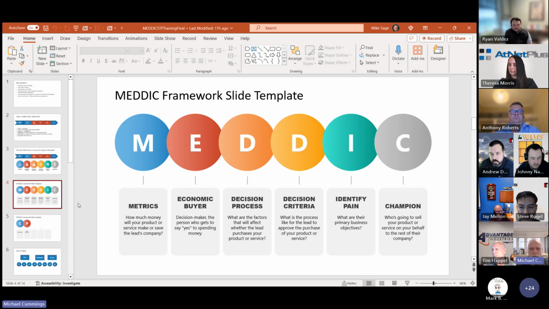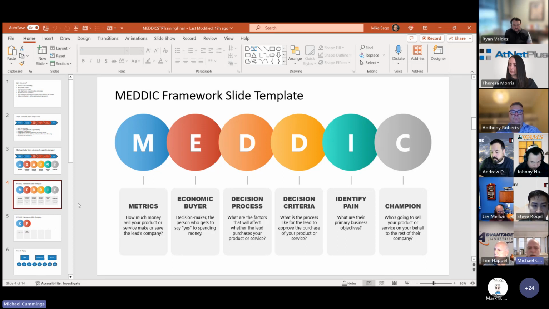D is decision process. First D. So that's just literally, where are they at in the decision process? How are they going to make a decision? What's the next step? How do we think two steps in advance, right? How do we influence the decision process? But one of the more important parts of this is decision criteria.